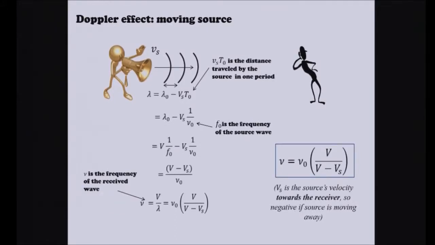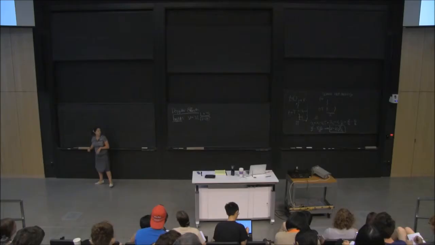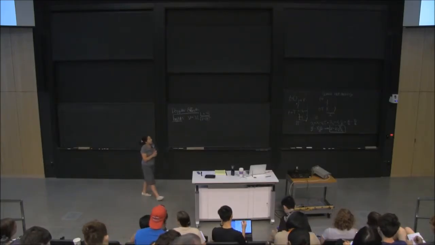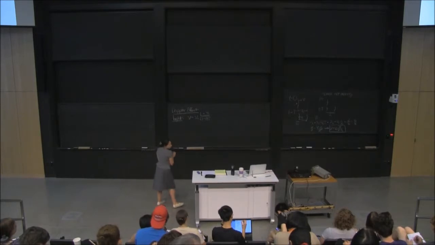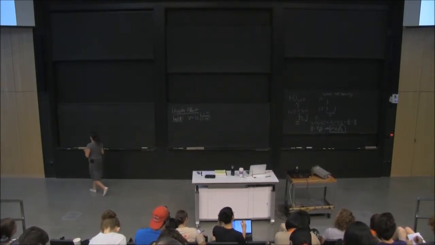Let's go ahead and look if we have a moving receiver. Okay, I'm going to come over here because my board got too busy over there. So if we have a moving receiver now, let's do the same little business where we draw what happens at different times.